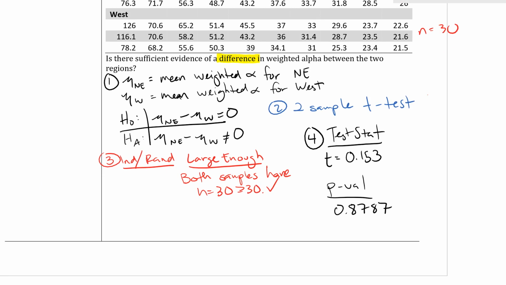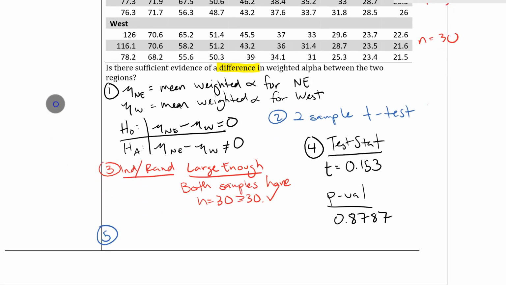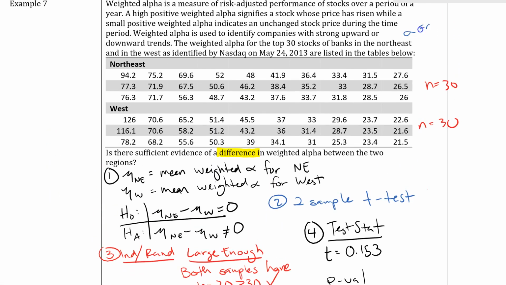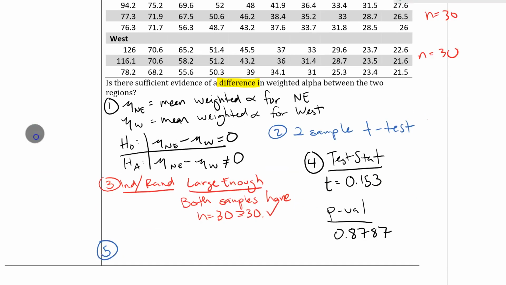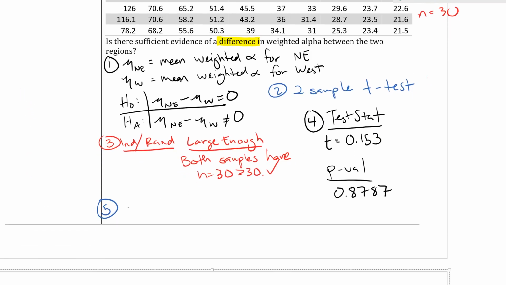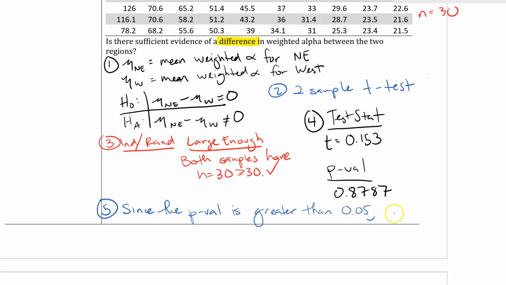So finally, let's make our conclusion by comparing that p-value to our level of significance. It doesn't state one, so we'll just use our standard alpha of 0.05 when it doesn't give it to us. So in this case, we can just follow our standard sentence again. Since the p-value is greater than 0.05, again, when it's greater, we fail to reject H0. A high p-value is not very much evidence.